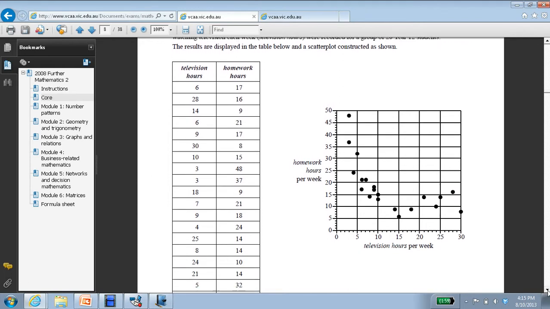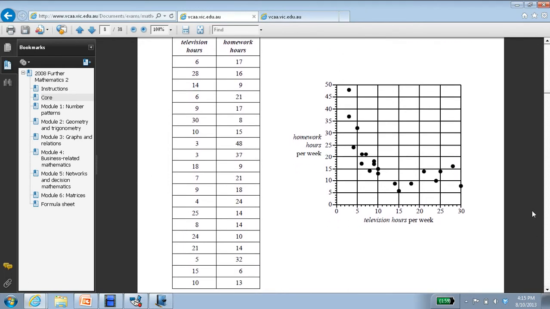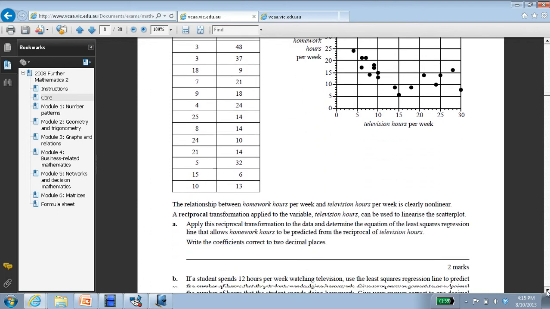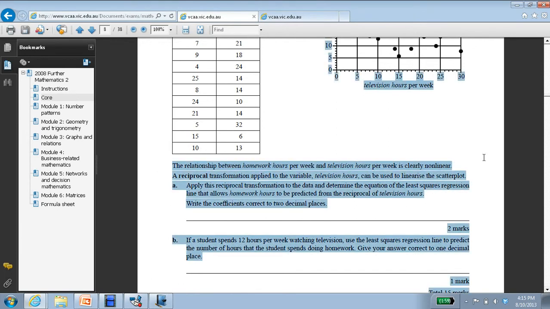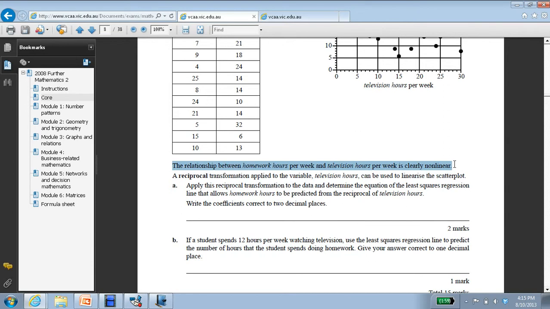So here we have the table and the scatter plot, and we can clearly see a non-linear relationship where the points are sloping downwards, sort of in a curved line. Now let's scroll down to the questions. So what have we got here? The relationship between homework hours per week and television hours is clearly non-linear.